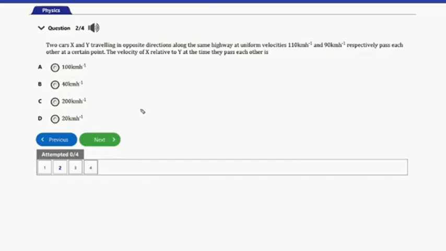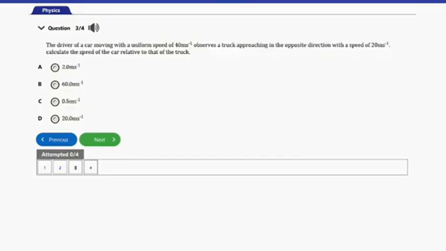So guys, if we want to find their relative velocity here, we have to note the direction of their movement. So guys, for this, the direction of movement of X and Y are opposites. Therefore, the relative velocity will be the addition of their individual velocities here. So 110 km per hour plus 90 km per hour is 200 km per hour, and that's option C here, guys. So that's it for this question. Let's go ahead and consider the next question.